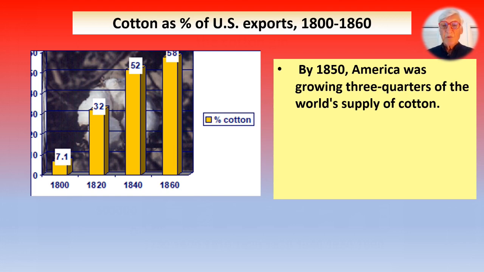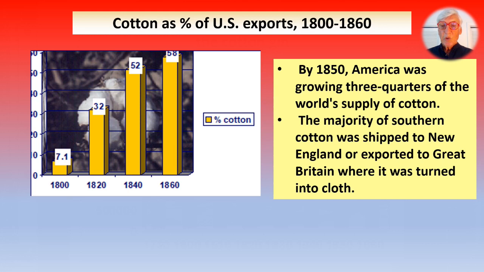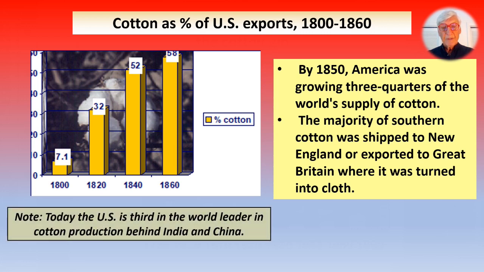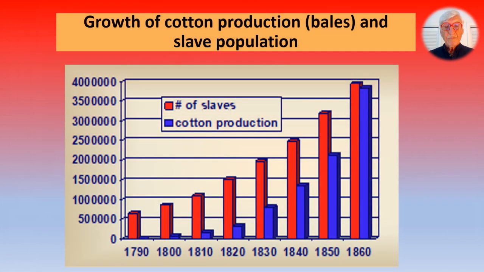The majority of southern cotton was shipped to New England or exported to Great Britain, where it was turned into cloth. Another little note, today the U.S. is third in the world as the world's leader in cotton production behind India and China. So where we see the growth of cotton production and bales and slave population, both of which were accelerating dramatically from 1790 up through 1860.